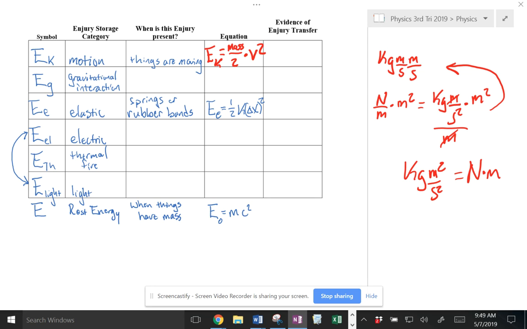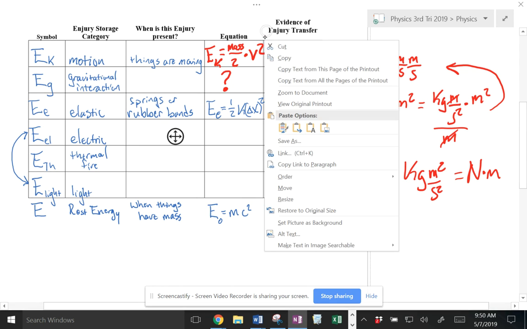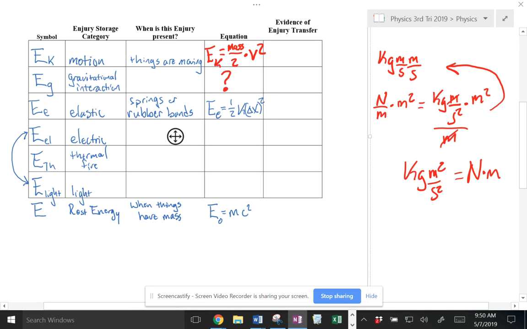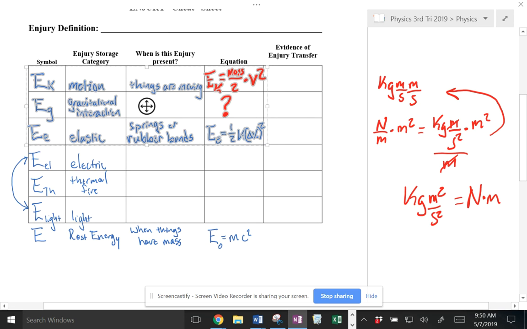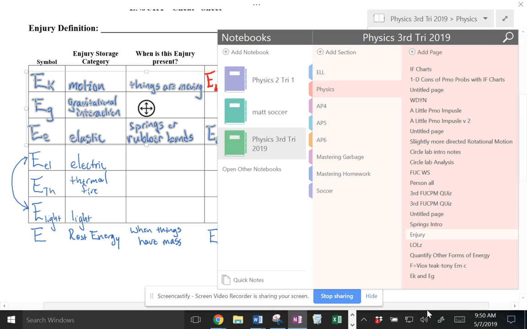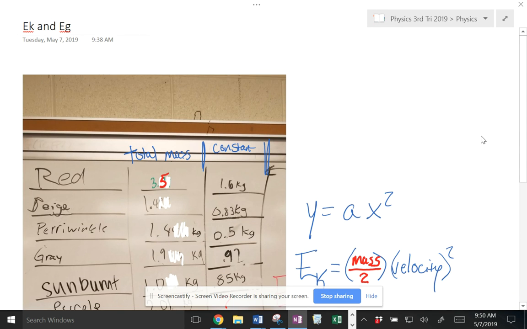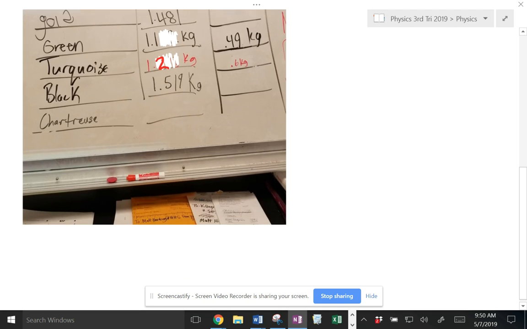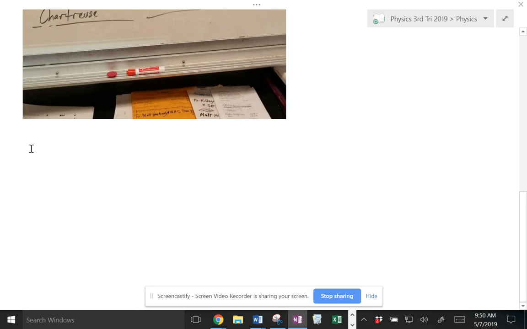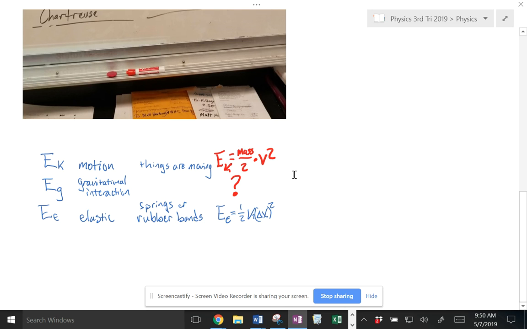For the sake of time and not having to do a lab twice, I'm going to propose a thought experiment to try to establish the gravitational interaction injury, if you will. Okay, so let me grab this stuff and bring it over here. So we need an equation for EG, for energy stored gravitationally.